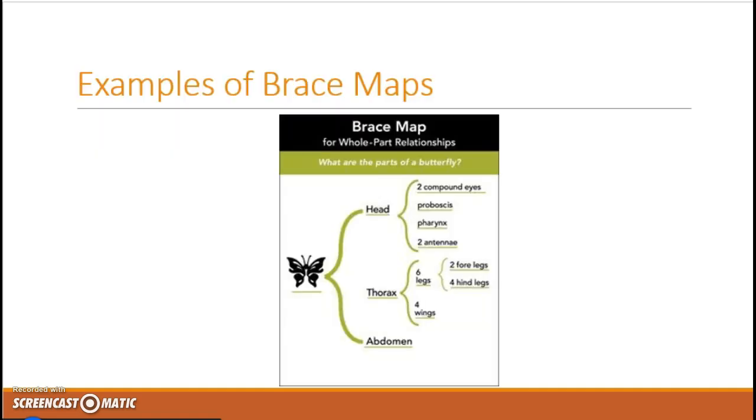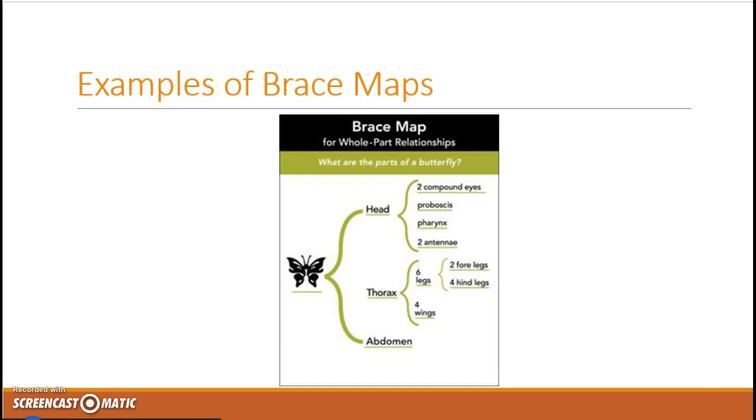There are many examples of the Brace map in school classrooms and in content areas. This first example shows a Brace map that describes the parts of a butterfly. The butterfly here is described as having 3 parts, a head, thorax, and abdomen. And from those parts, the head is made up of subparts, the thorax of subparts, yet the abdomen is left alone to stand by itself.